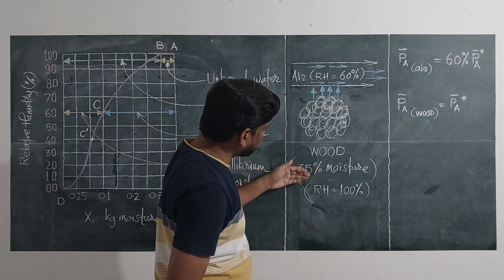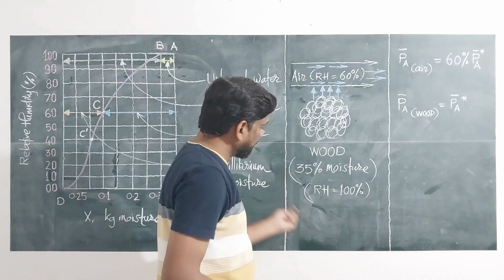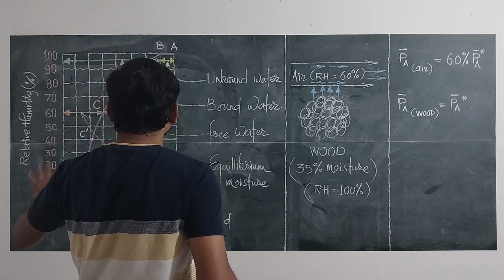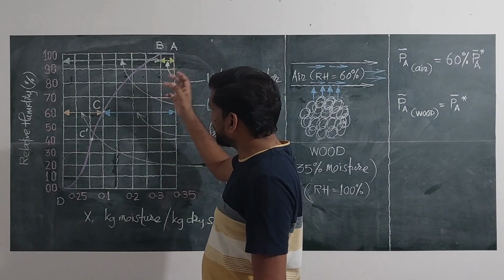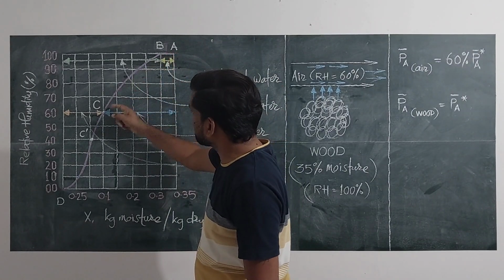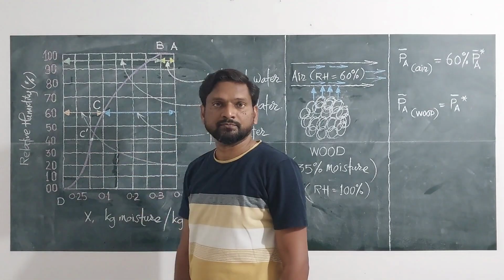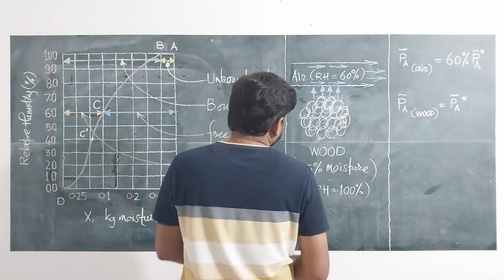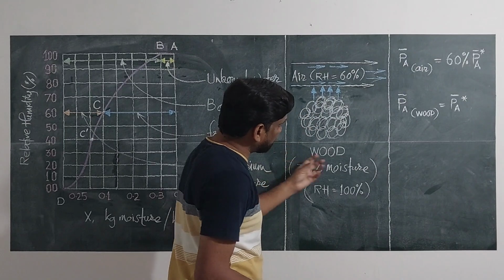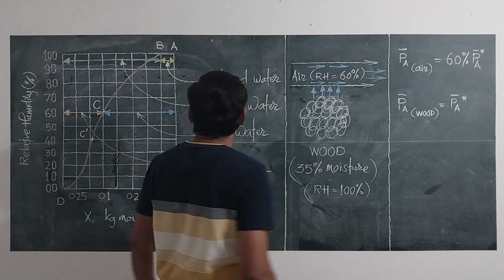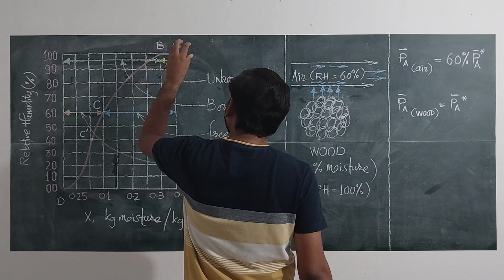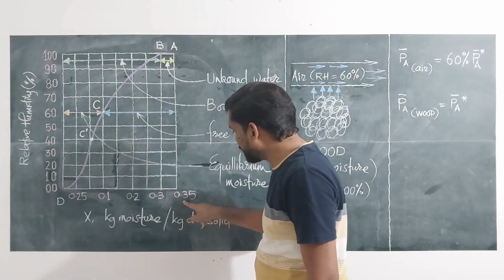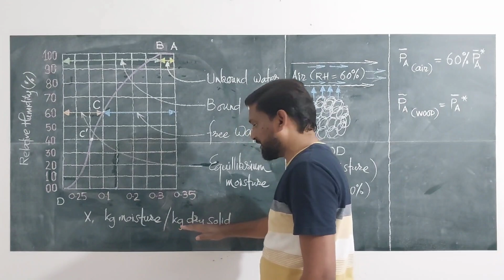Wood with 35% moisture content having relative humidity 100% is represented by point A on the curve. The drying is taking place along the curve A, B, C, C dash and D. Of all the points on the curve, the initial condition of the wood with 35% moisture and 100% relative humidity is point A. The drying began at point A where the moisture content is 35%, meaning 0.35 kg moisture per kg of dry solid.